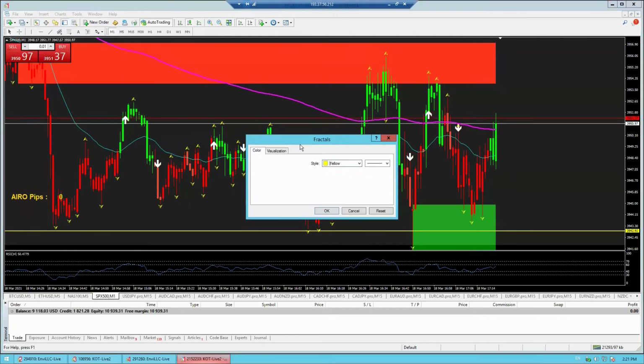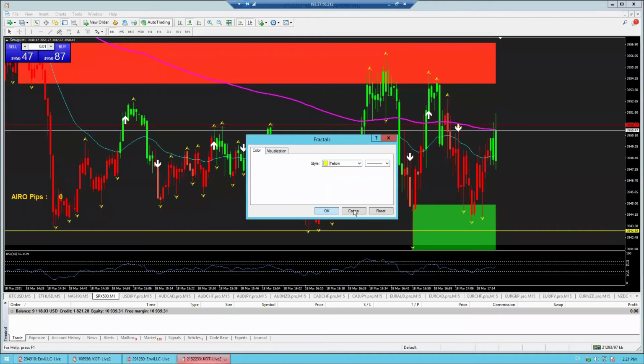I already have it, but if you click on it, it'll bring up a little box here, and you can change the color. The default is gray. I changed mine to yellow because it's a little easier to see. And then you just hit OK, and you're good to go.